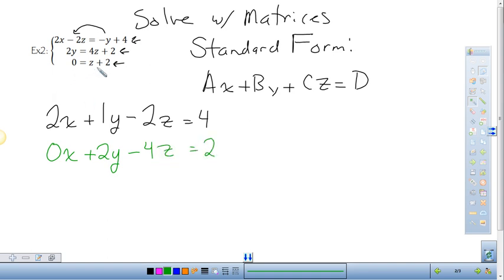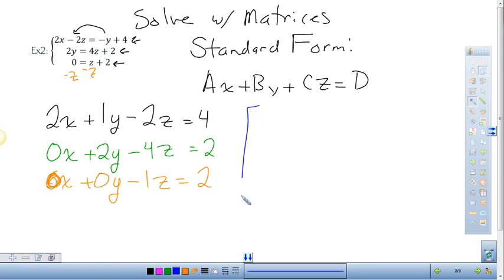And then this last guy, no x's. Let's do a different color. Color coding is always fun. No x's, no y's, and to get this z to the other side, I'm just going to subtract it over. So minus 1z equals that 2. Okay? So now that it's in standard form, this is pretty awesome.